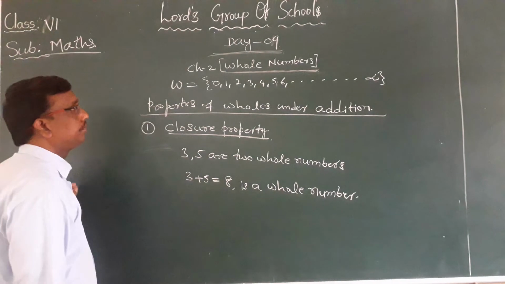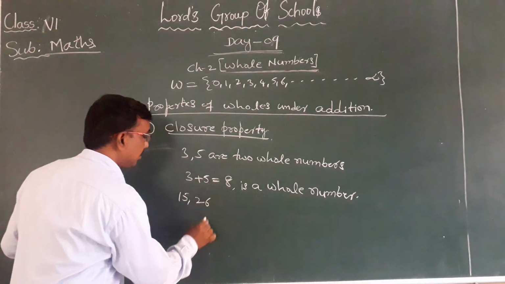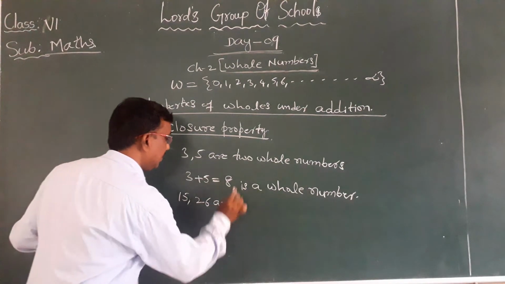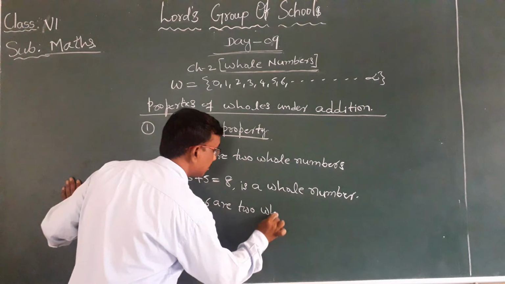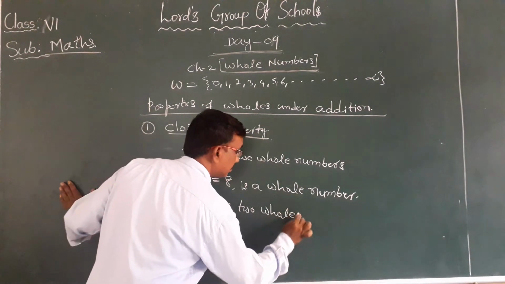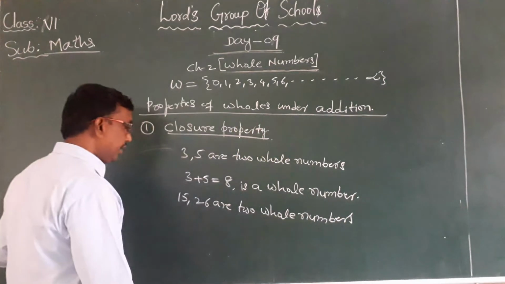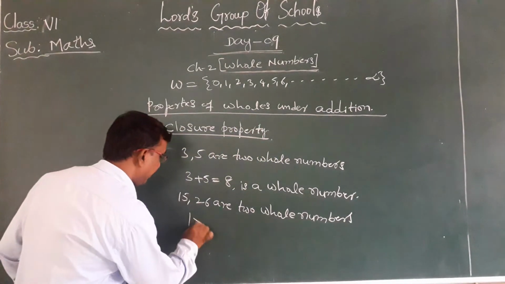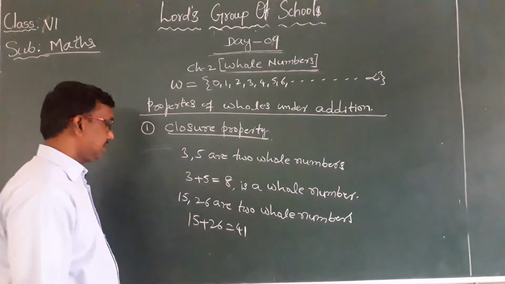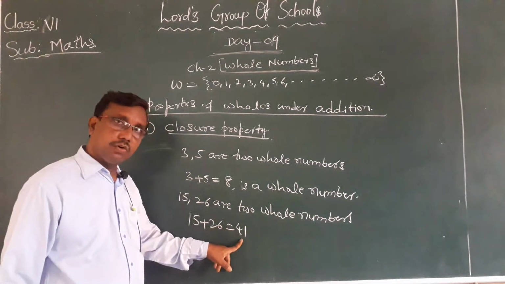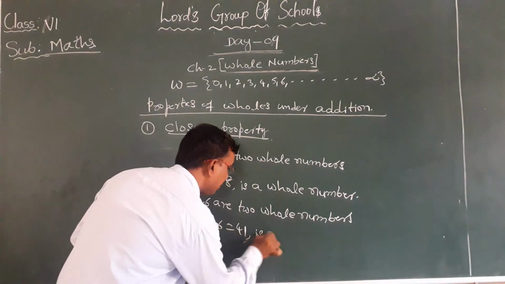One more example. 15 and 26 are two whole numbers. When you add 15 and 26, what will you get? 15 plus 26 is 41. Is 41 a whole number? Yes, 41 is also a whole number.